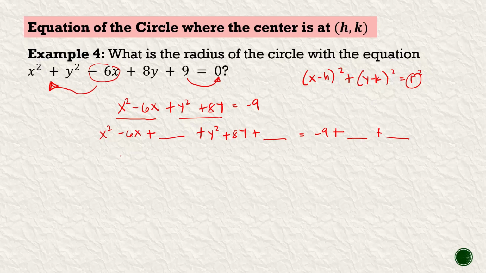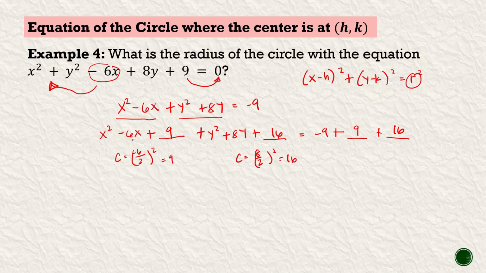To find the c there, our reference is that negative 6, which means our c for this is (negative 6 over 2) squared. Is it always over 2? Yes. So negative 6 over 2 is negative 3, squared is equal to 9. So this is 9, and that means we will also put 9 on the right side. For this one, we have c equals (8 over 2) squared. 8 over 2 is 4, squared, that would be 16. So this is 16, and that means this is also 16.